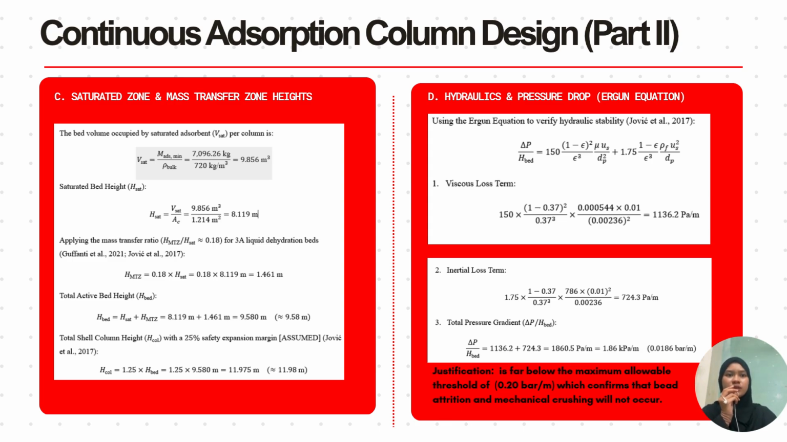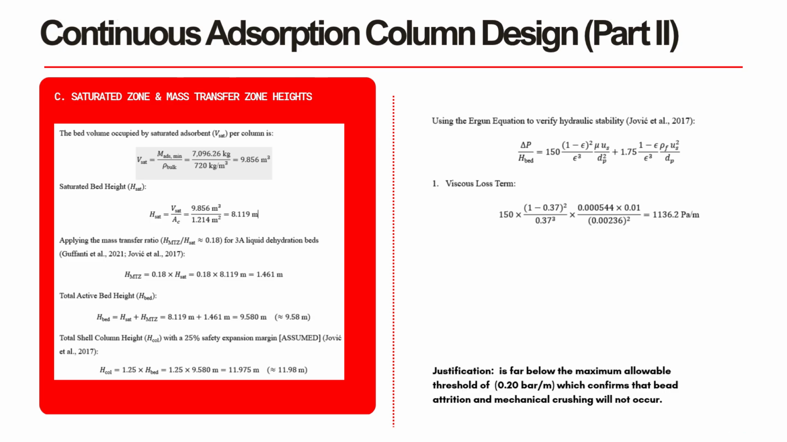Finally, the pressure drop is checked using the Ergun equation. The calculated pressure gradient is 0.0186 bar per meter, which is much lower than the allowable limit of 0.2 bar per meter. Therefore, the column is expected to operate with an acceptable pressure drop and be safe.